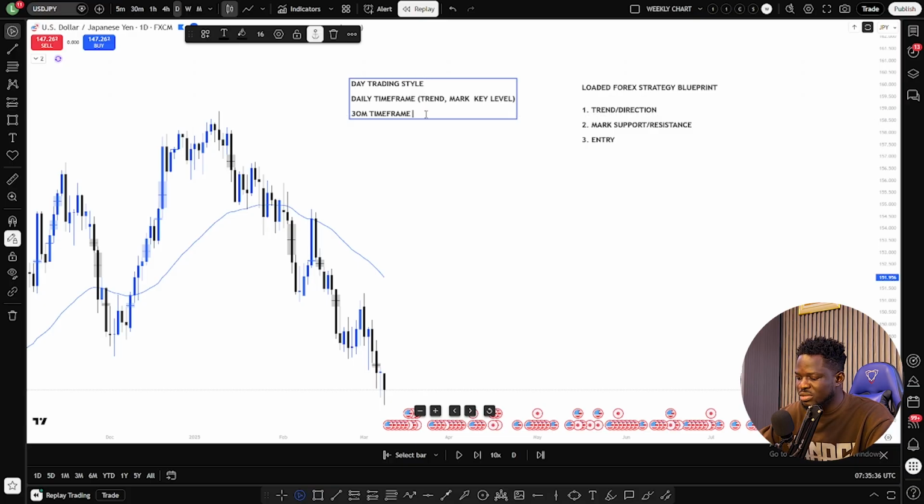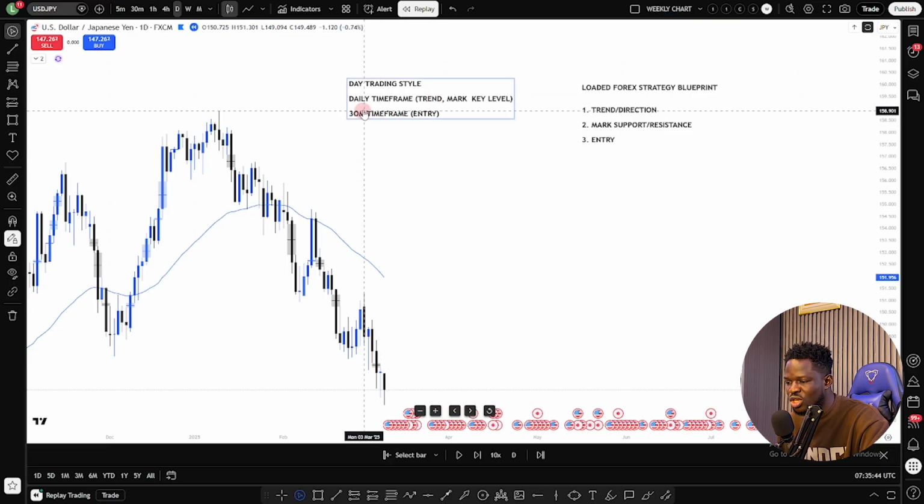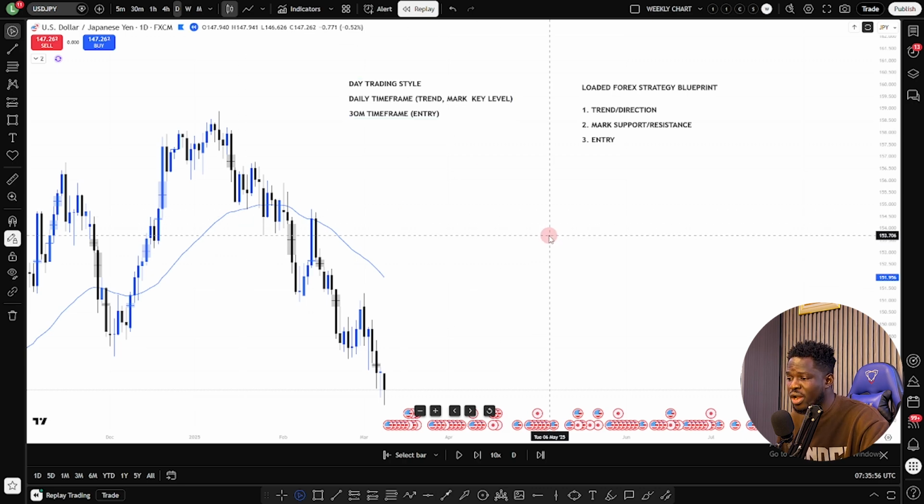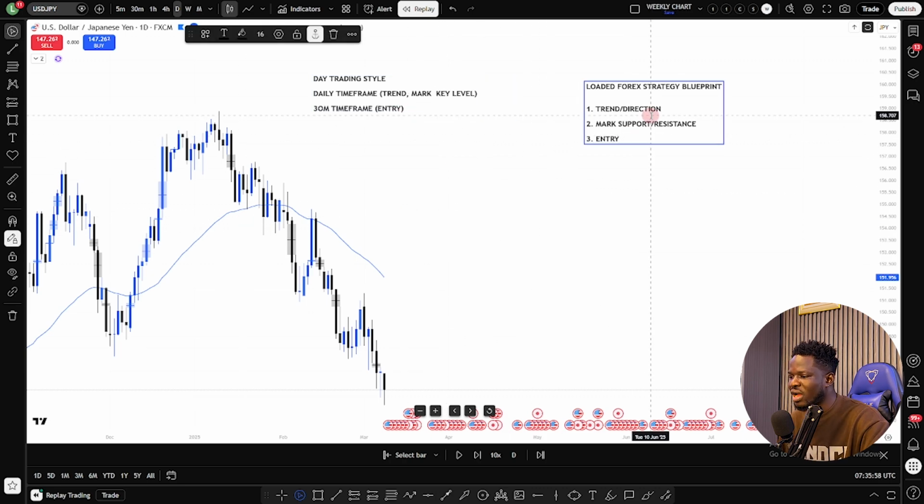While the 30-minute time frame is your entry time frame. This is the time frame you use for your entry. This is where you execute. You don't execute on the daily time frame, you only execute on the entry time frame. Your job on the daily time frame is to establish the trend, then mark your key level, either support or resistance. Let's go back to our Loaded Forex Strategy Blueprint.